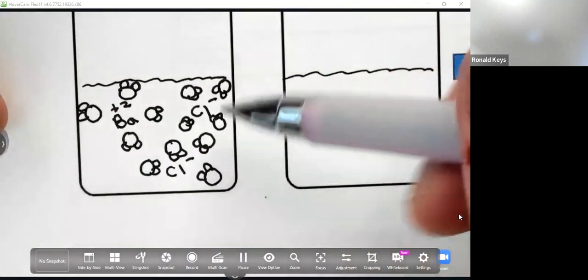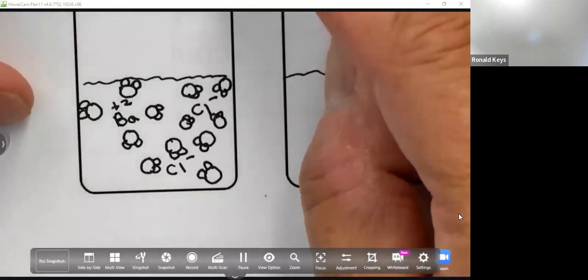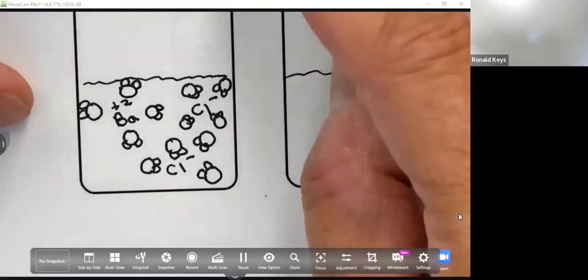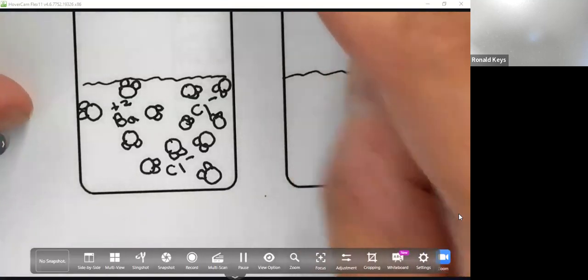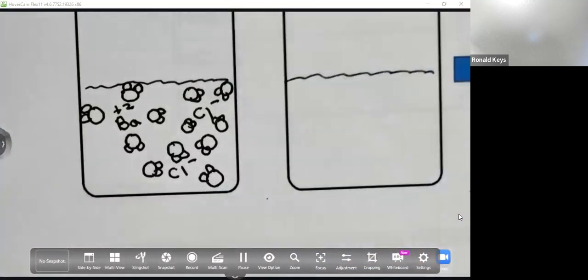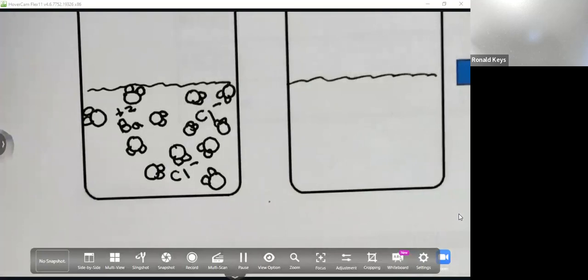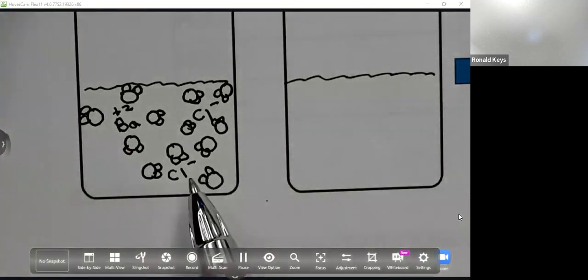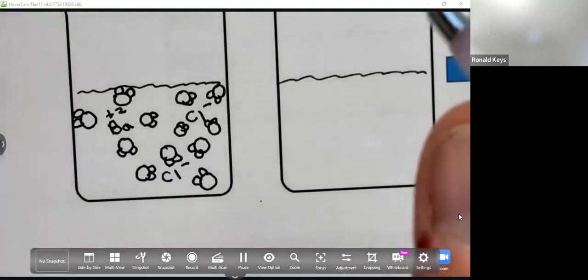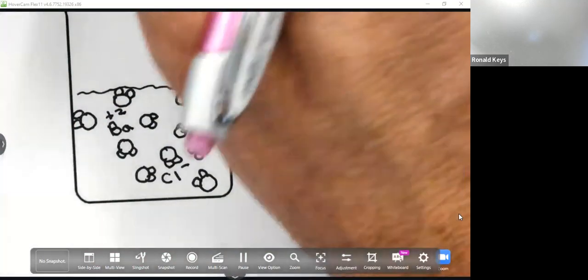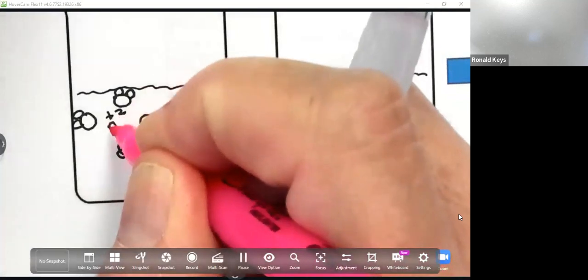This is my barium chloride. Notice it is not Cl2. There's no such thing as Cl2. When you split these up into ions, it has to match what is on your ion pink sheet. Can't invent ions. It does not exist. You will not find a Cl2 on this sheet anywhere. So make sure you split these up correctly. All right, so we got barium chloride. Now I'm going to color code these. I'm going to make the barium here pink and my barium pink here.